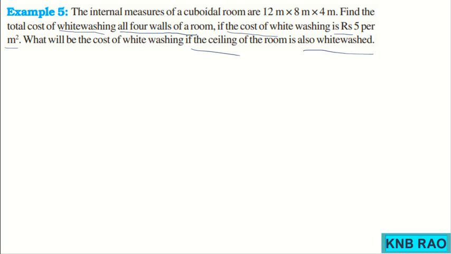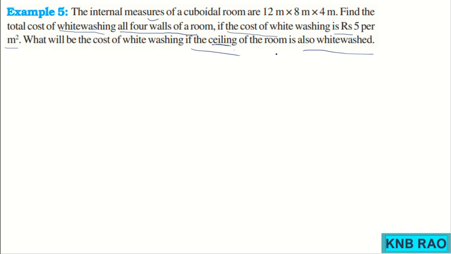Question 1, whitewashing only 4 walls. That means we have to find the lateral surface area. And after that, whitewashing 4 walls as well as the ceiling. Okay, how do you find that?